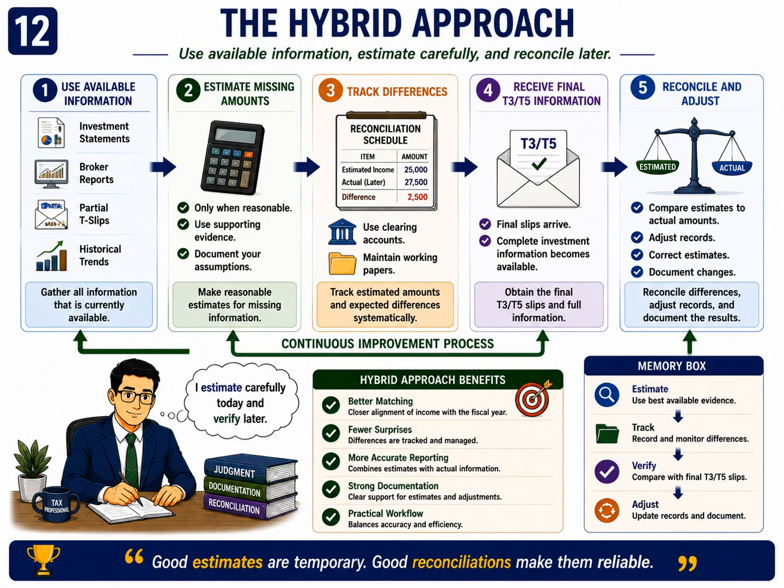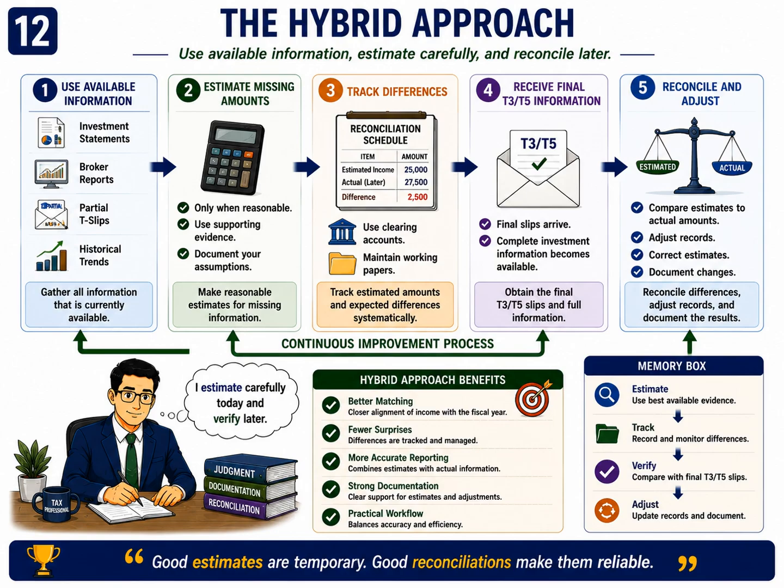The third step is one of the most important. Track the differences. Whenever estimates are used, the accountant creates a mechanism to monitor those estimates. This may involve reconciliation schedules, clearing accounts, working papers, or other supporting documentation. The goal is to ensure that estimated amounts can easily be compared with actual amounts when additional information becomes available. This is where many reporting problems are avoided. Good accountants don't just estimate. They create a system that allows those estimates to be verified later.